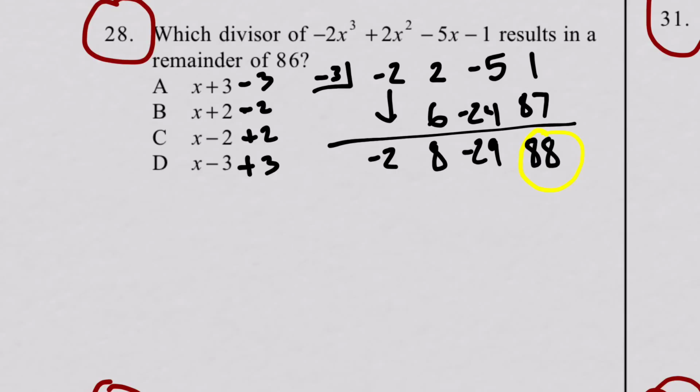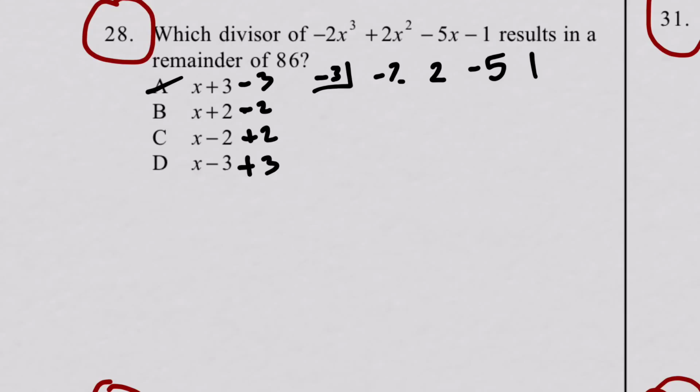You don't want 88, you want 86, which means that it's not A, and then we repeat. Let's do it again. I'm erasing these numbers, and I'm erasing this because now I'm testing negative 2, not 2. Okay, bring down the negative 2. Multiply negative 2 times negative 2 gives you 4. Combine the 2 and the 4 gives you 6.